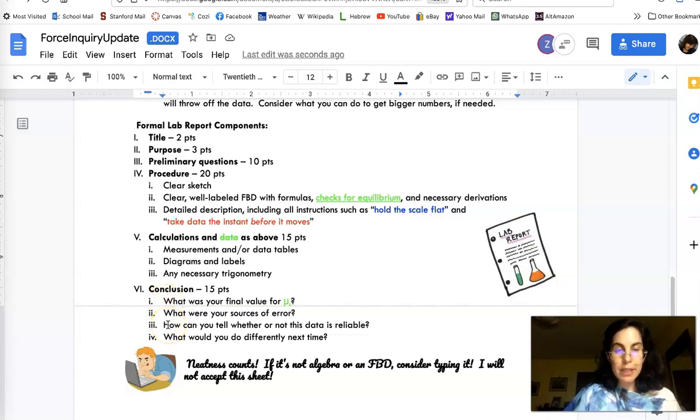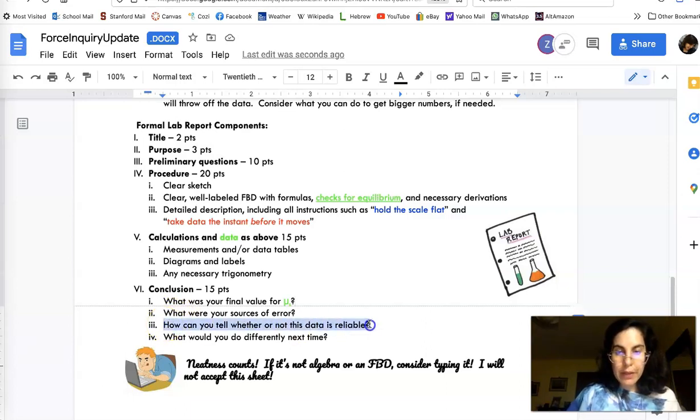Consider your procedure and explain honestly what could have gone wrong. If they don't hear it from you, they'll hear it from the tabloids. Don't just say, oh, it was human error. Specify. If you used a meter stick, seriously, what could have gone wrong? What could have gone wrong with your tile? What could have gone wrong with your scale?